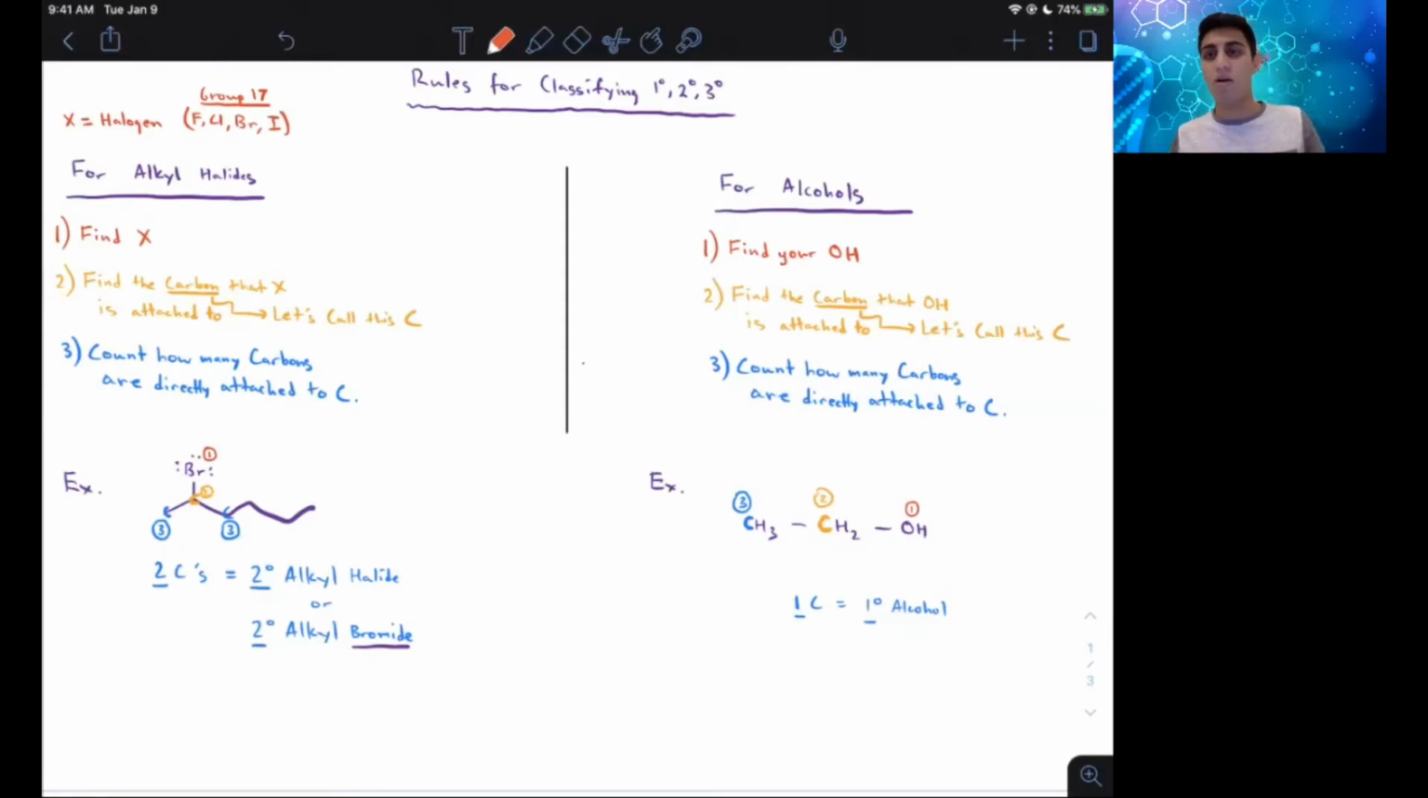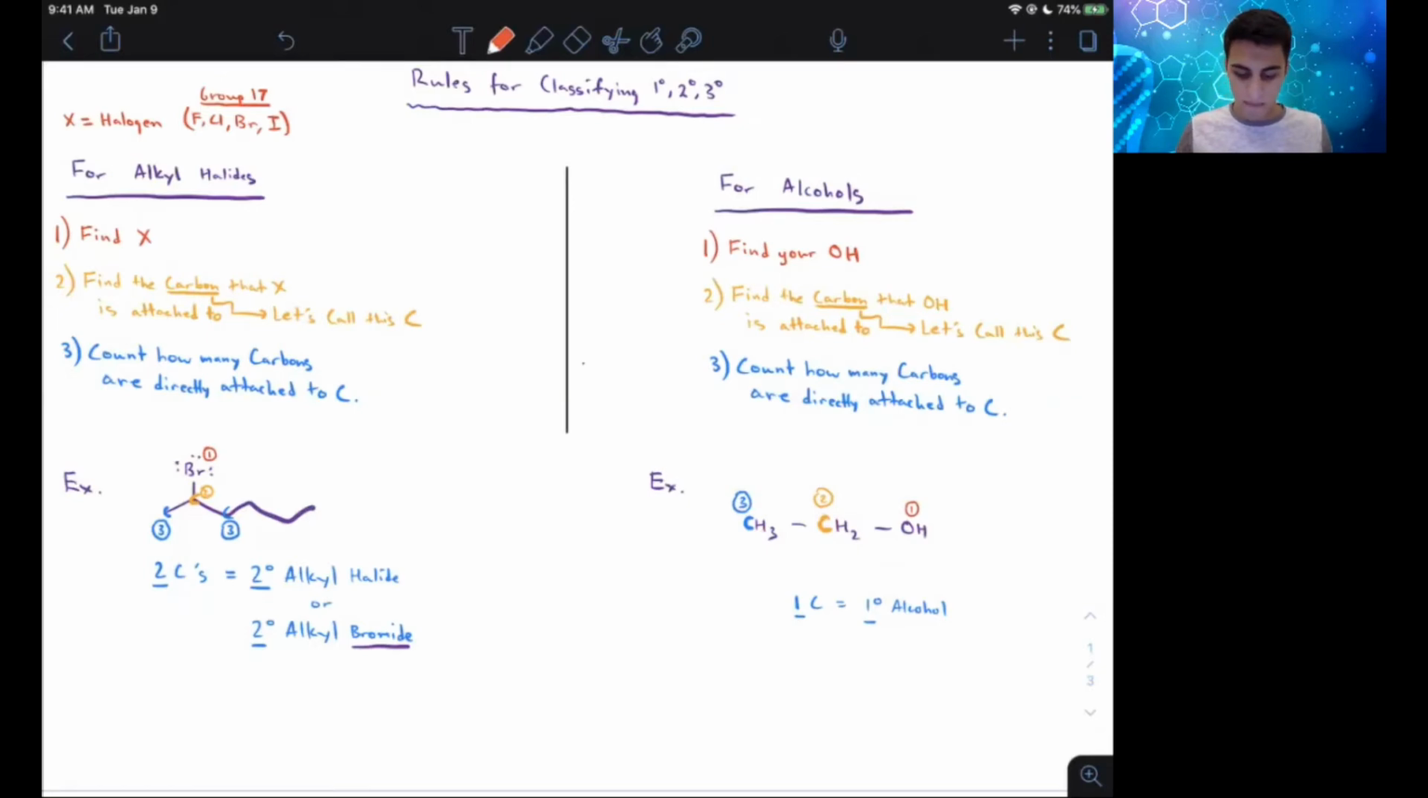So if we look at alcohols, it's the same thing. Instead of finding your halogen, this time you're going to find your OH, your alcohol. If we look at this example right here, we have our alcohol right there. Now the next step is to find the carbon that OH is attached to, which is right here, the carbon in orange. And you're going to count how many carbons are attached to that C. That's one. So this would be a primary alcohol.